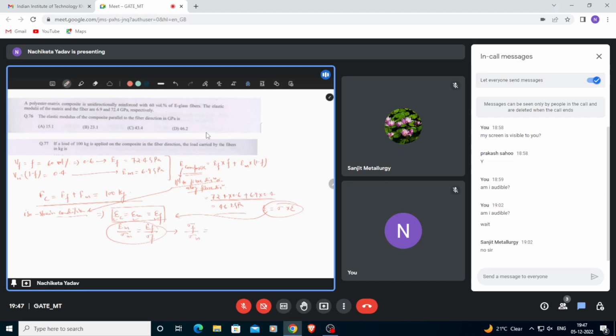And you know the EF value is here, 72.4 divided by 6.9 for EM. So if you solve, you will get 10.4927.